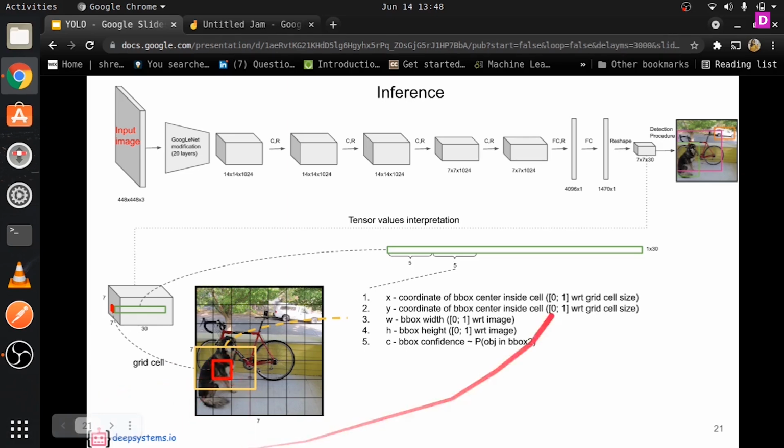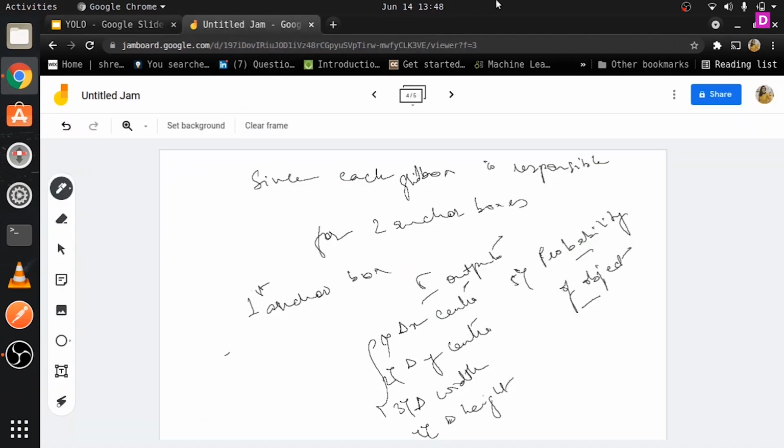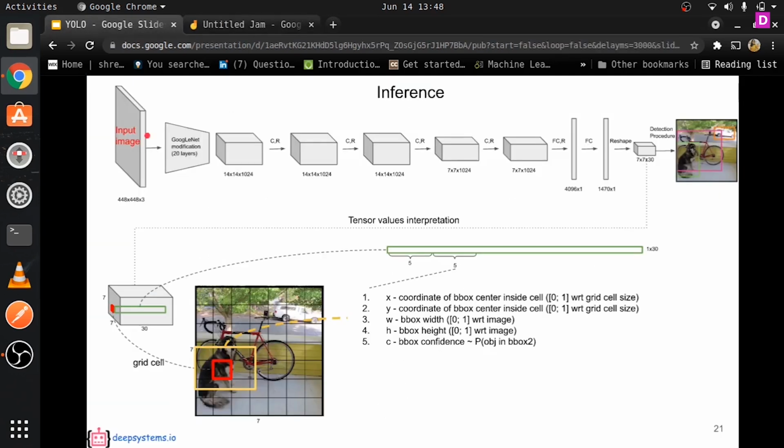So the next 5 are again the same thing. You have the x coordinate for the center, y coordinate for the center, width of the bounding box, height of the bounding box, and confidence that the bounding box has an object. So you got these 2 boxes. Now what are the rest? We have covered 10 values, but we have 1 cross 30, so we still have 20 values left. What are these 20 values? Let us look into that.